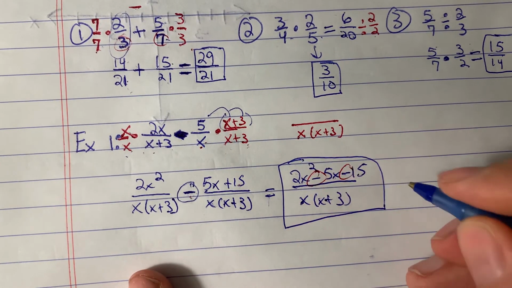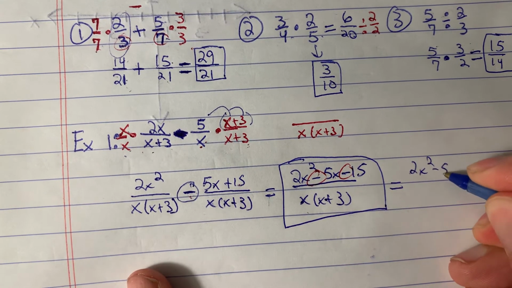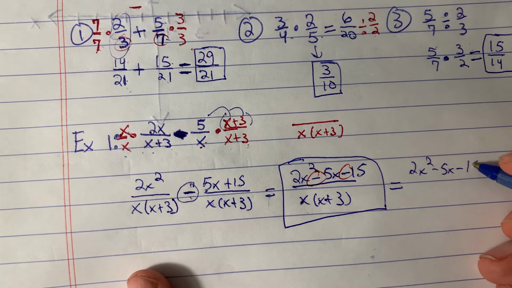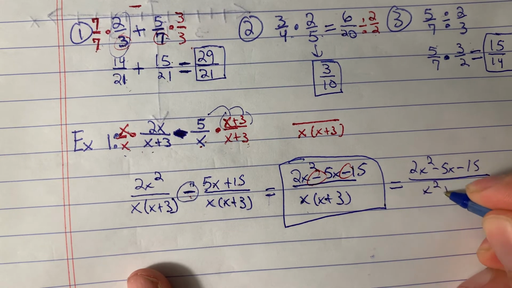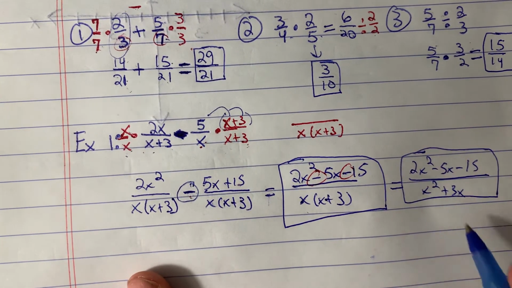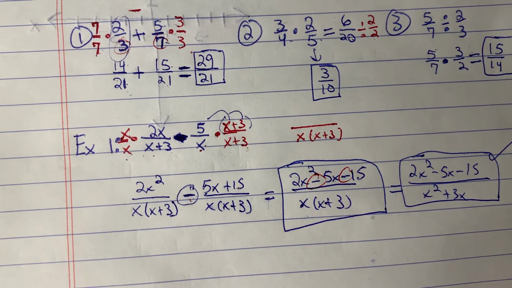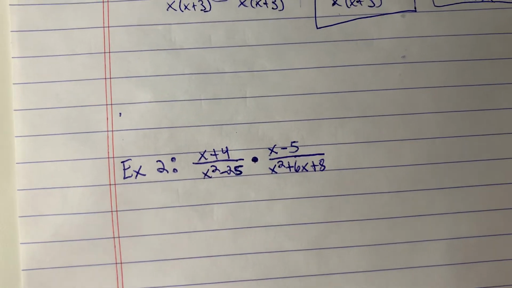If I really want to, I can multiply out the denominator. But a lot of times when we're dealing with rational expressions, we will just leave the denominator in factored form. It's oftentimes more useful. But this is right too. This is fine. Okay. Next, let's look at multiplying.